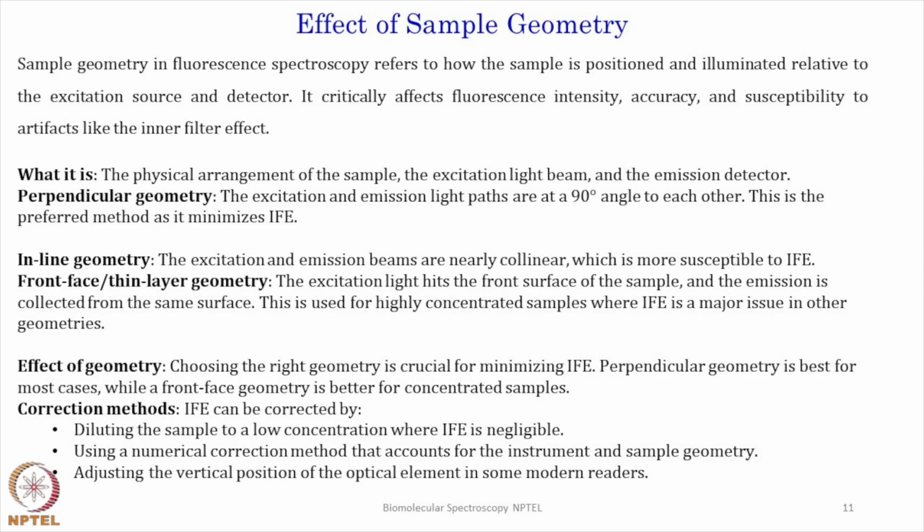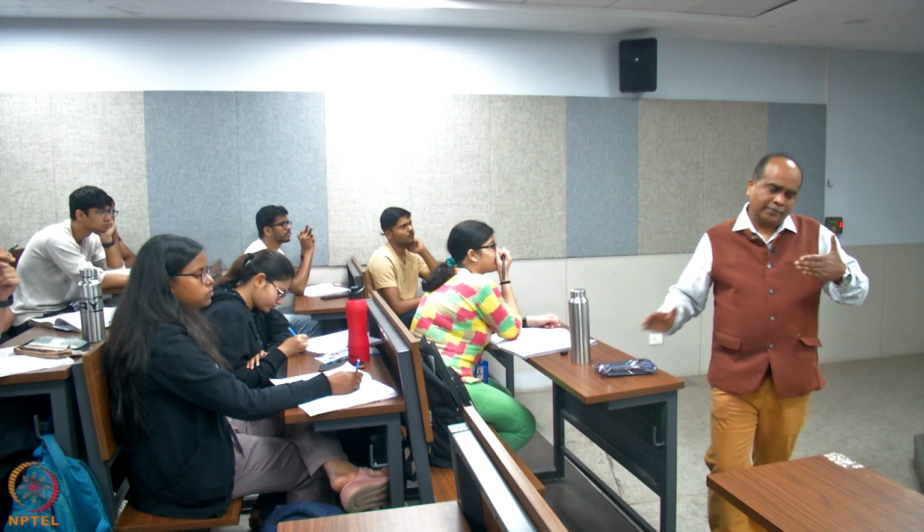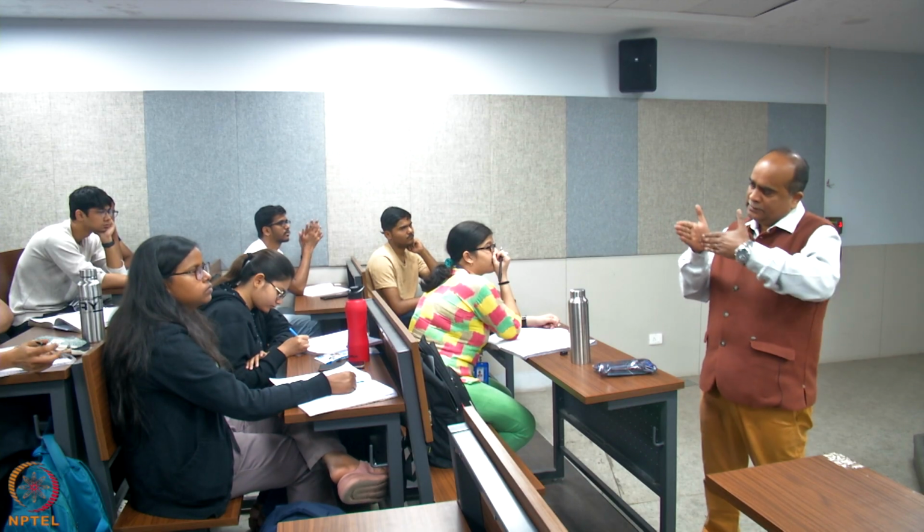So, geometry is extremely important, right. The physical arrangement of the sample, the excitation beam, and the emission detector should be in a perpendicular direction for effective measurement, 90 degrees to each other. This is the preferred method to minimize inner filter effect. If it is shifted somewhere, you are going to have inner filter effect. Inner filter effect is, in simple terms, a reduction in the fluorescence intensity.